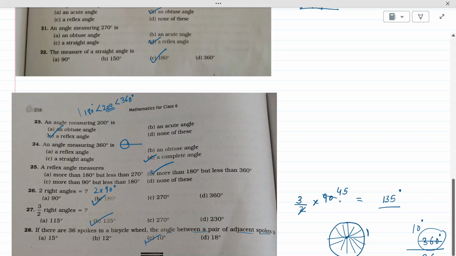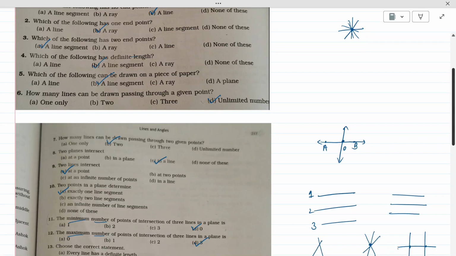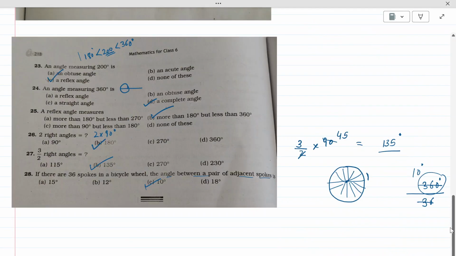So this brings us to the end of this exercise 9C, and in the next class we will pick the last exercise from this chapter from RS Aggarwal. So I will see you all in the next class now.